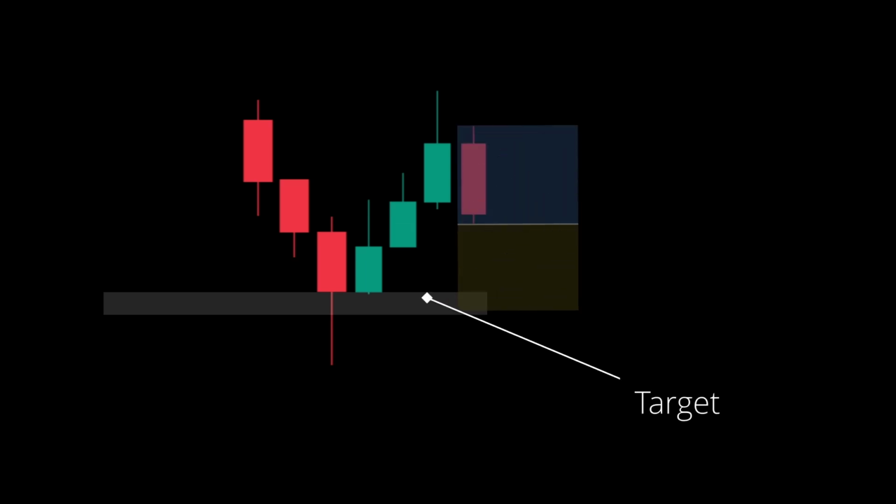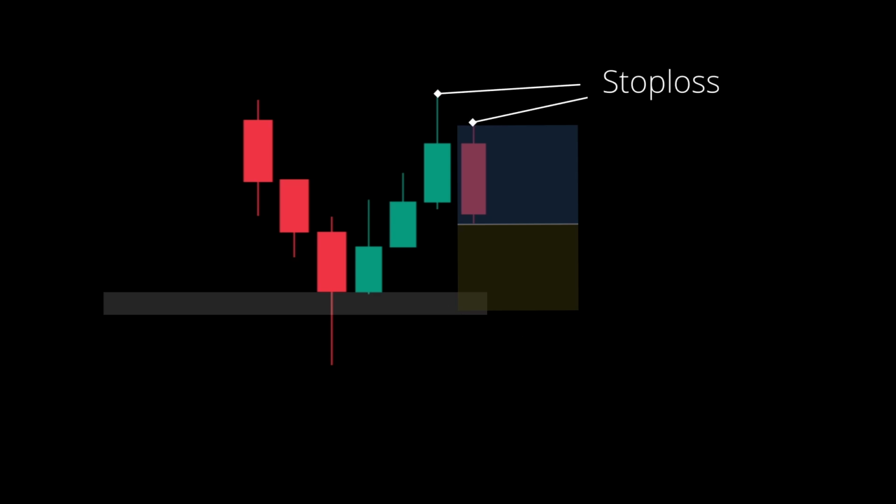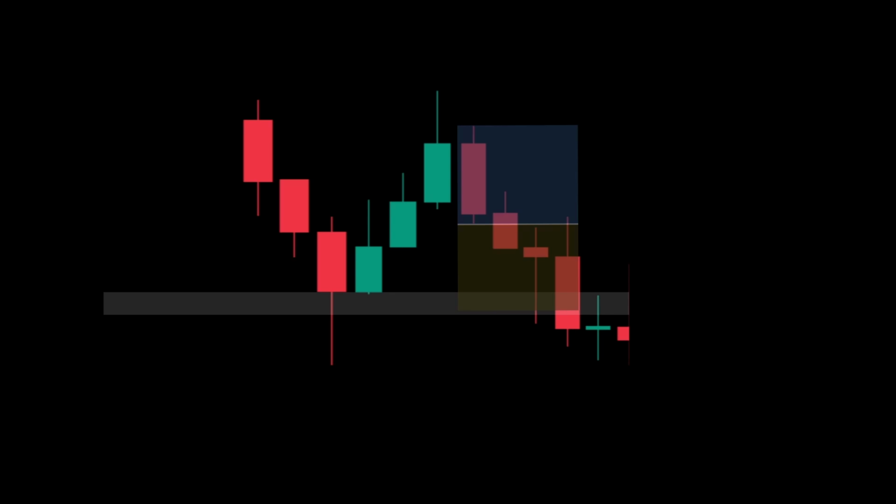We entered here. Our target is at the next support zone, and stop loss is at the current candle high or previous candle high. And see, the results are awesome. Okay, so let's see another example. Okay, this is our fourth example.